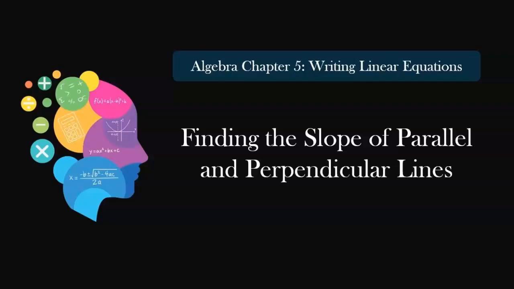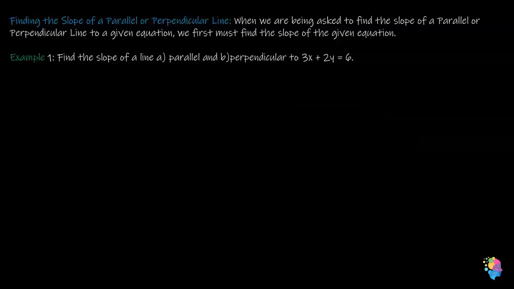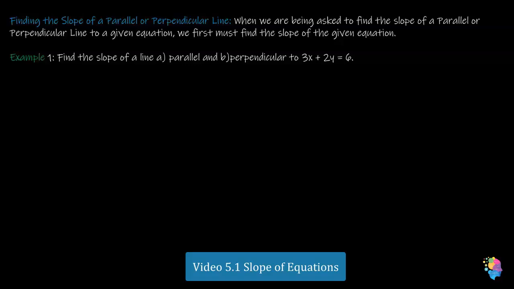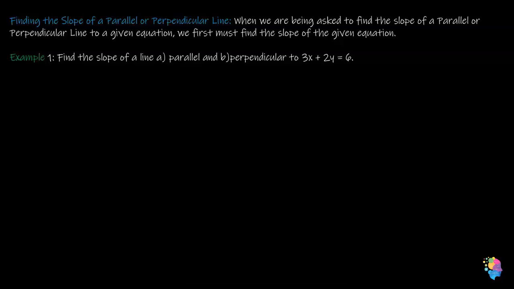Then let's continue by learning how to find the slope of parallel and perpendicular lines. When we are being asked to find the slope of a parallel or perpendicular line to a given equation, we first must find the slope of the given equation. If you watch the video finding slope, you will remember that there are two methods to find the slope of an equation. The first is using the slope-intercept formula, where the slope is given by m.